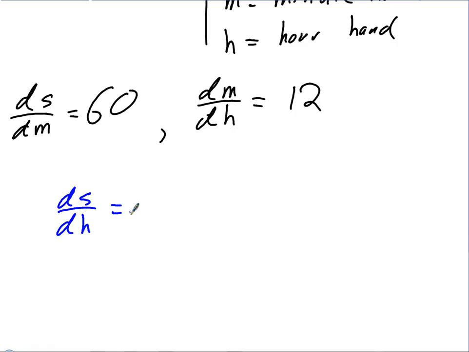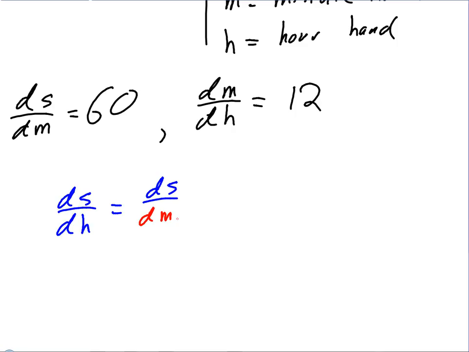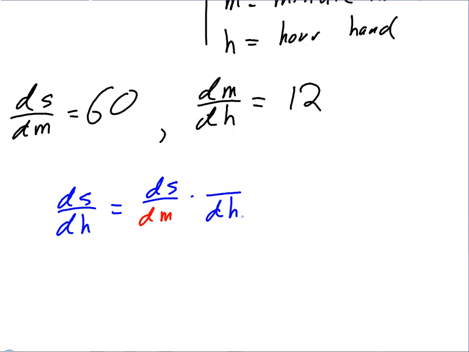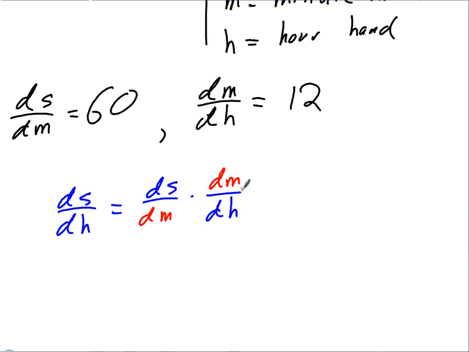Yeah, 720, isn't it? Right? It's 720. Now, how did we get that? Well, we get that by the chain rule, because we know that ds/dm times dm/dh is equal to ds/dh, and we know both of these quantities now, right?